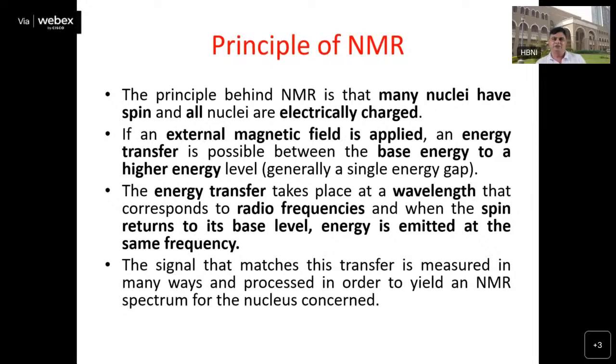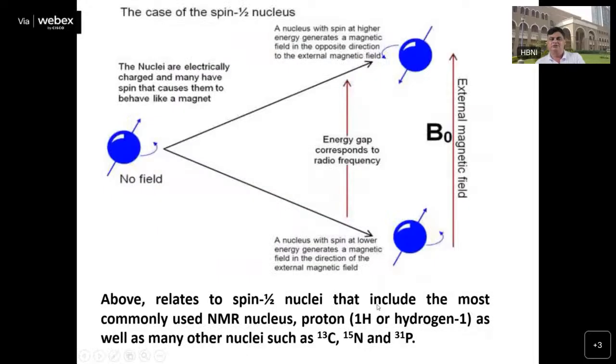The energy transfer takes place at a wavelength that corresponds to radio frequency, and when the spin returns to the base level, energy is emitted at the same frequency. That's how the NMR signal is produced. The signal that matches this transfer is measured in many ways and processed in order to yield an NMR spectrum for the nucleus concerned.